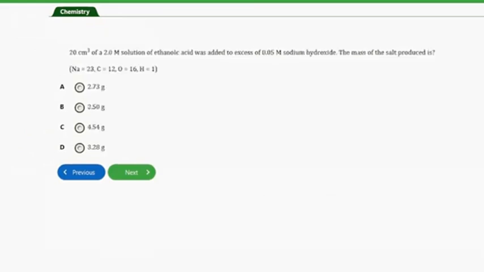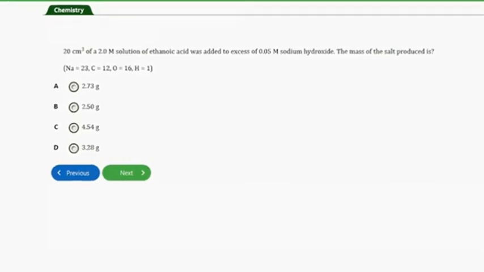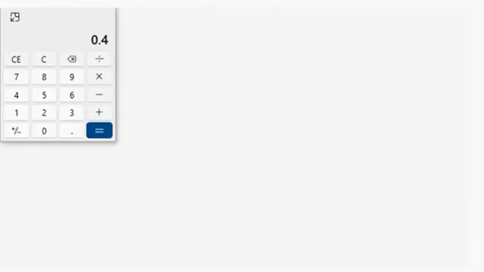So let's go ahead and check out the next question. That's question number 8 here. Question number 8 says 20 cm cube of 2.0 molar solution of ethanoic acid was added to excess 0.05 molar sodium hydroxide. The mass of salt produced is A 2.73 grams, B 2.50 grams, C 4.54 grams, D 3.28 grams. So guys, the first step is to write the equation of the reaction here.